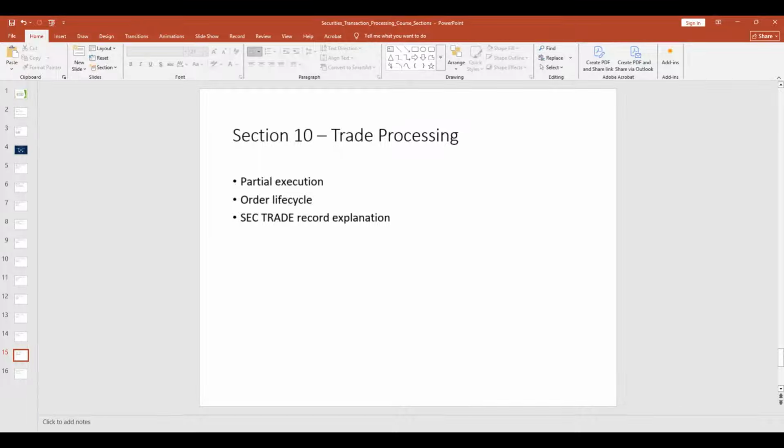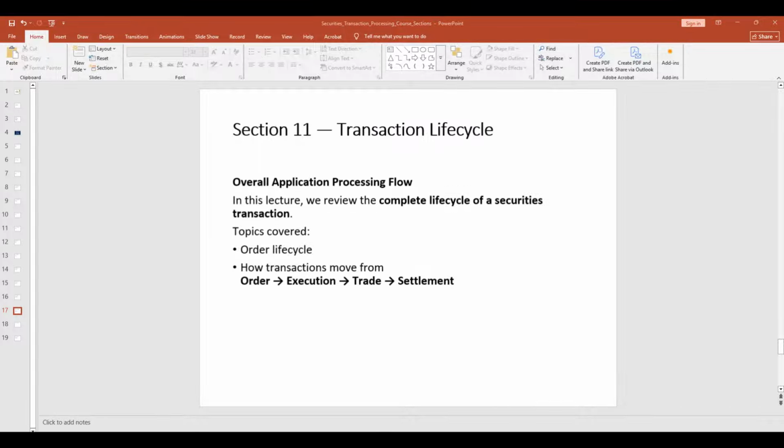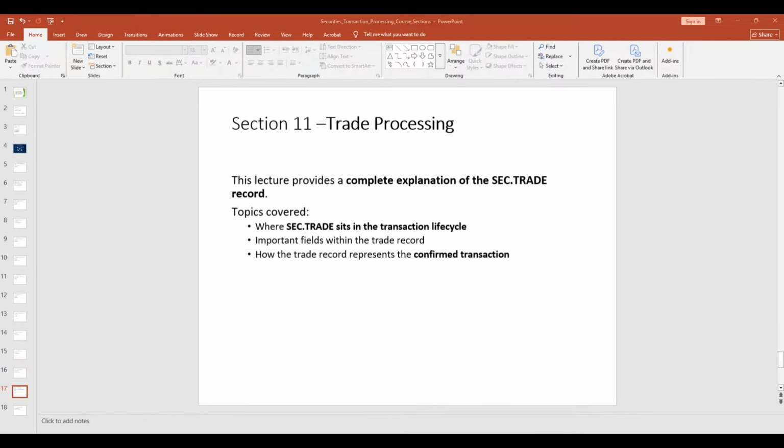In section 11, we review the overall application processing flow. This section explains how transactions move through the life cycle, from order placement to execution, to trade creation, and finally settlement. We also analyze the SEC trade record, which represents the confirmed securities transaction inside Temenos T24.